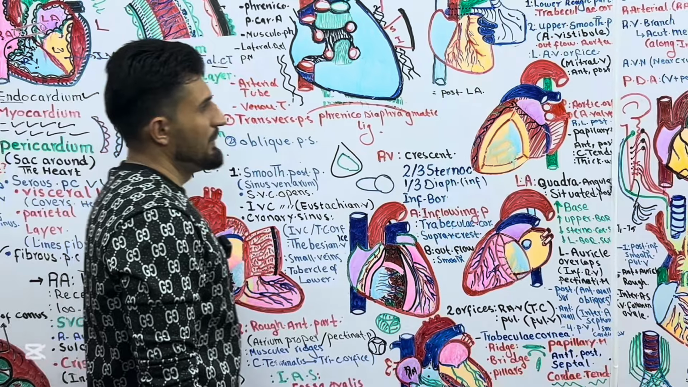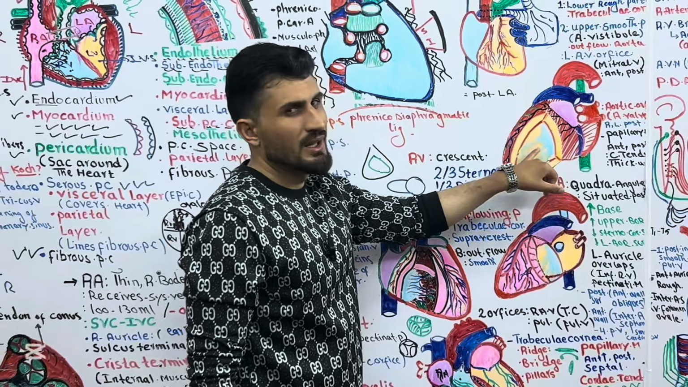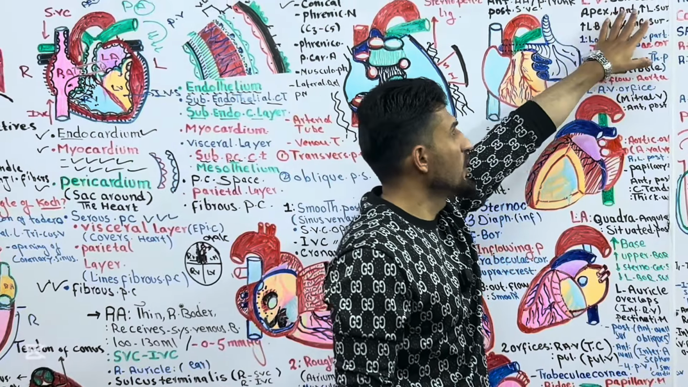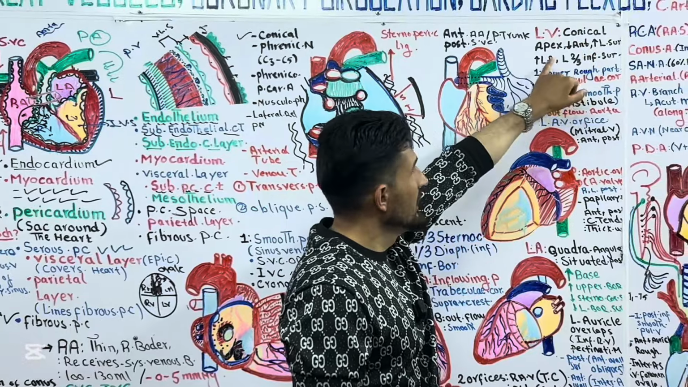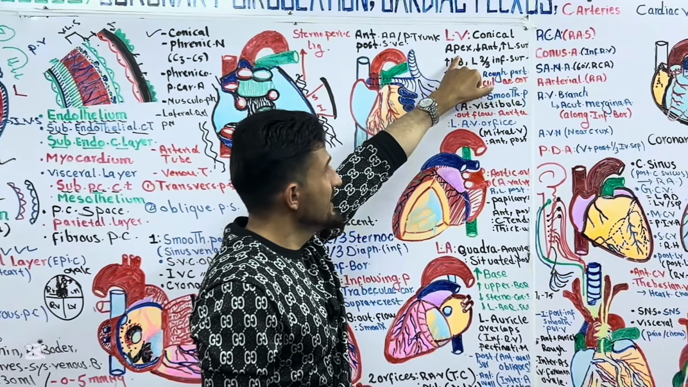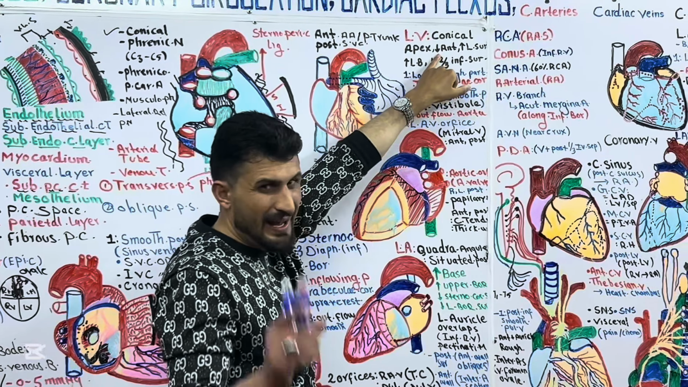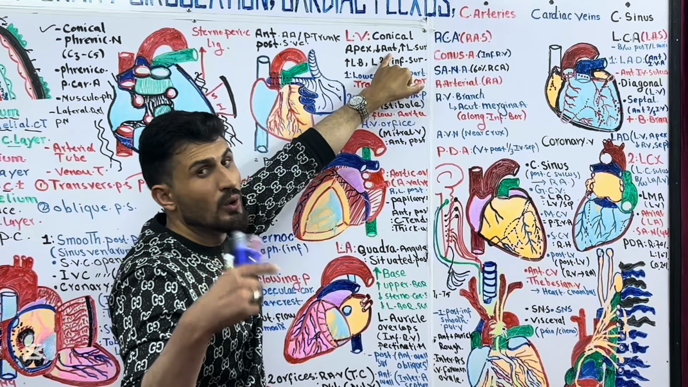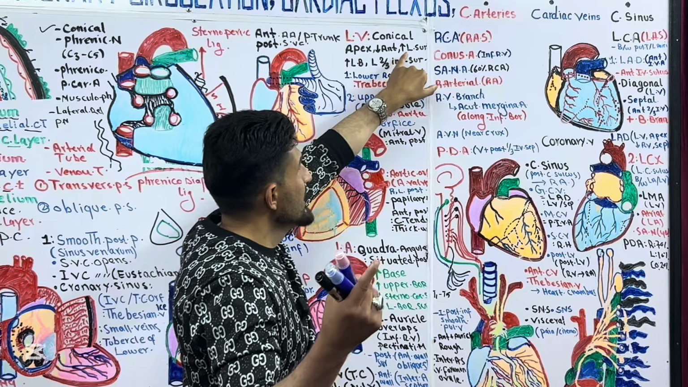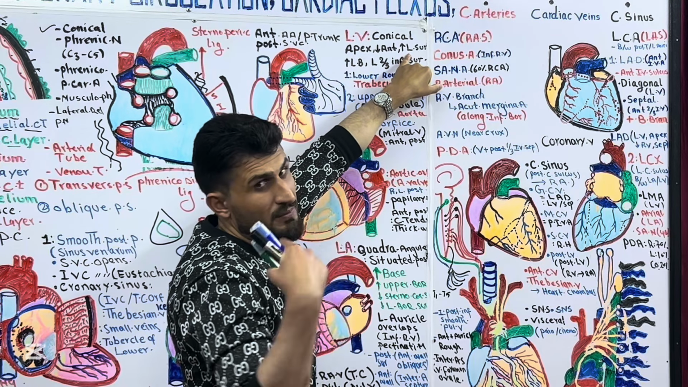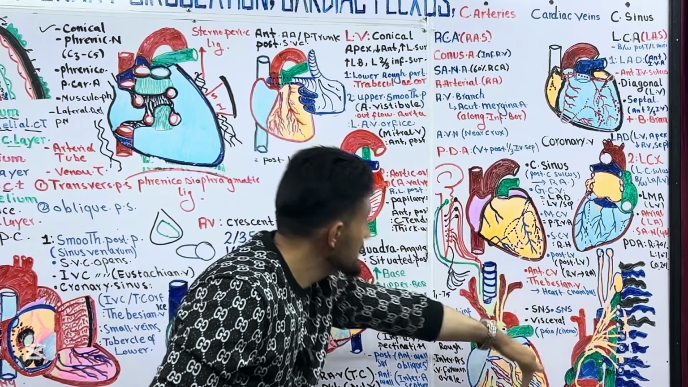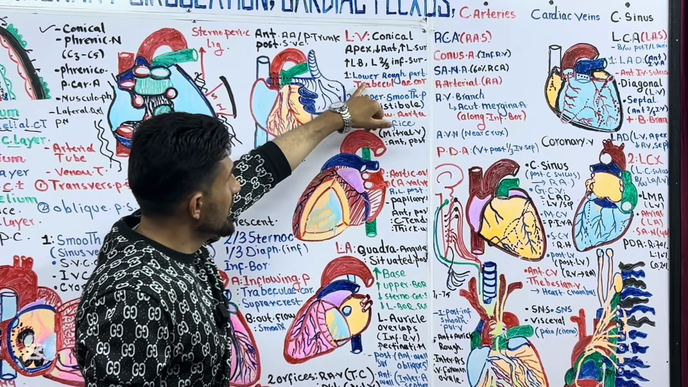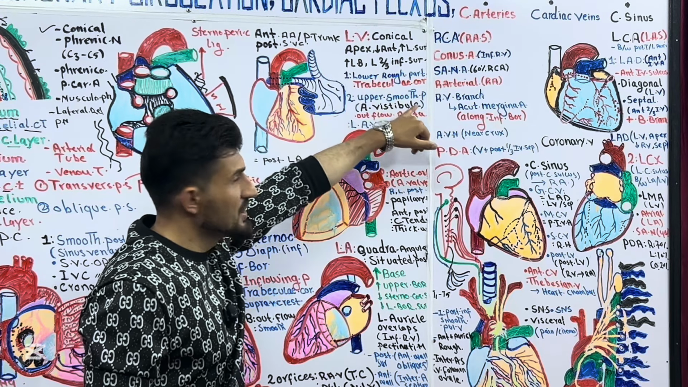Now let's talk about the left ventricle. First of all, the left ventricle has a conical shape. It makes the apex of the heart, a small part of the anterior or sternocostal surface of the heart, and a greater part of the left surface of the heart. We studied about them previously. Also, it makes some borders of the heart.